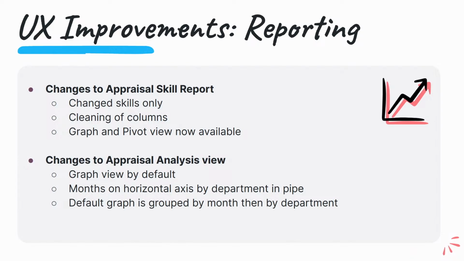And then on the other report in the appraisal application, we now have the graph view by default. On the horizontal axis we see the months, and within the bars we see it per department. The default graph is grouped by month and then department.